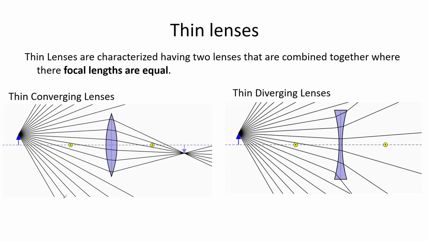Thin lenses are characterized by having two lenses that are combined together where their focal lengths are equal. Here we have the thin converging lens, which has the appearance of a rice seed. As light rays hit its surface, the light converges on the other side. The other one is the thin diverging lens. When rays of light hit the surface of a diverging lens, the light diverges out.